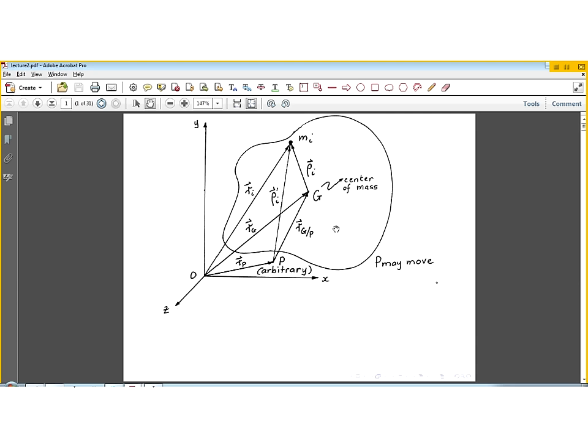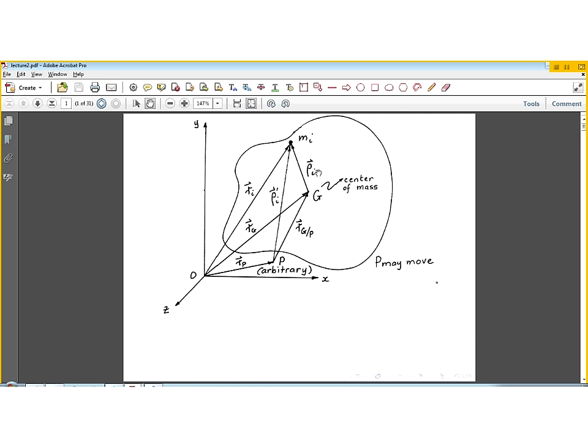Now, once I've defined these two points, the generic particle position and the center of mass, of course I can then define the position vector of the generic particle relative to the center of mass. And that is given by this vector starting, of course, at the center of mass and ending at the position of the generic particle. And this is indicated by this symbol rho I. It has a subscript I because it's the relative position vector of the ith particle.